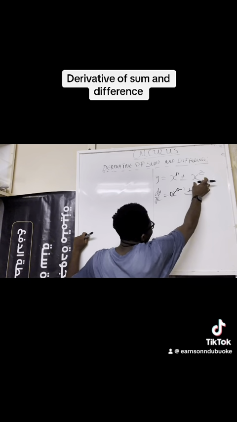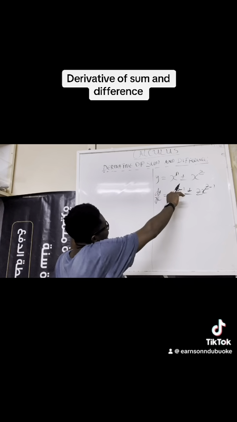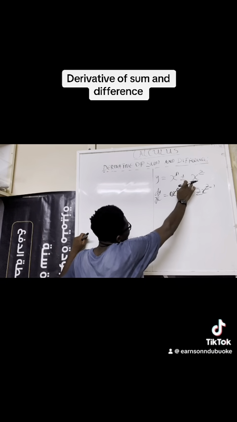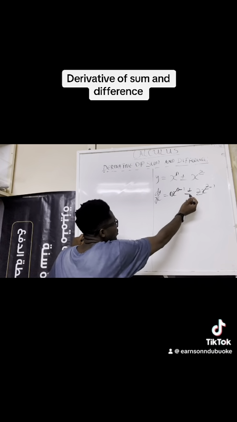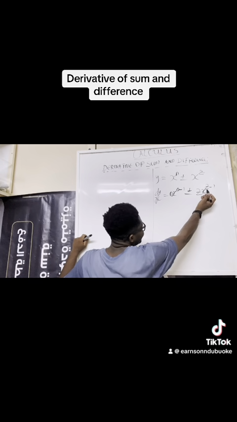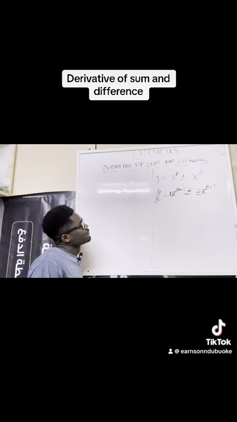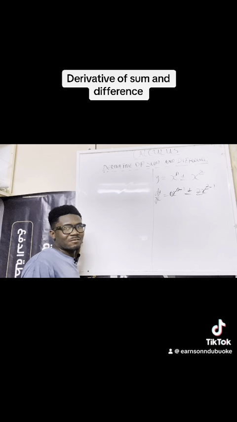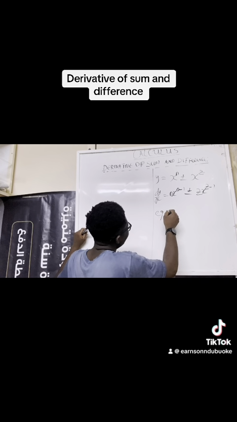Plus or minus. The same thing here, multiply z by x, you have zx raised to the power of z minus 1. So the dy/dx of x raised to the power of n plus or minus x raised to the power of z is equal to nx raised to the power of n minus 1 plus or minus zx raised to the power of z minus 1. So you can see that this did not affect the signs. Solving this does not affect the signs.